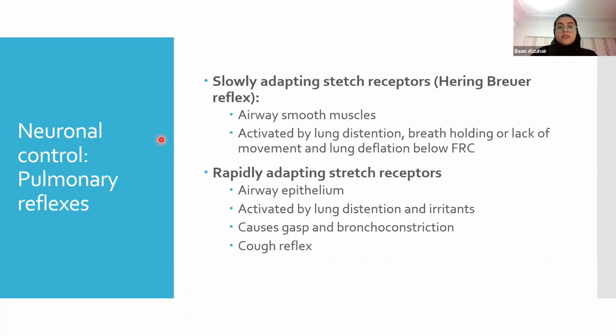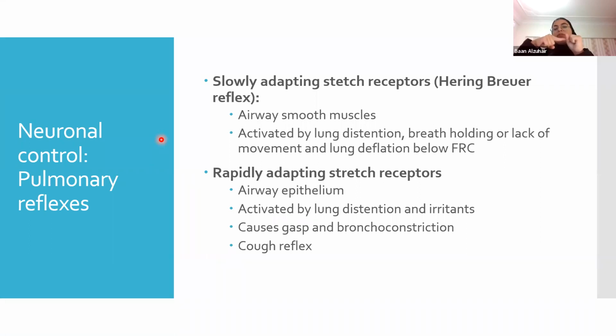The slowly adapting stretch receptors are innervated by large myelinated vagal fibers, okay? They're found in the airway smooth muscles, and they're activated by lung distension, breath holding or lack of movement, and lung deflation below FRC, okay? So let's imagine this is the receptor. This is the stimulus, okay?